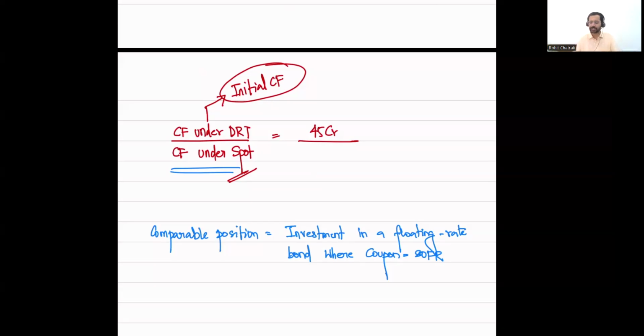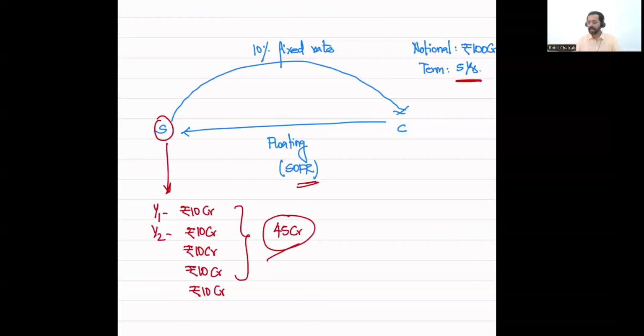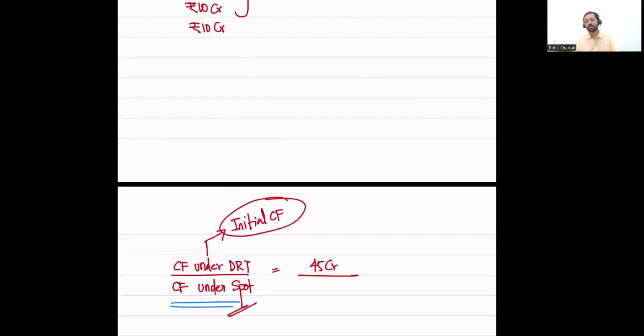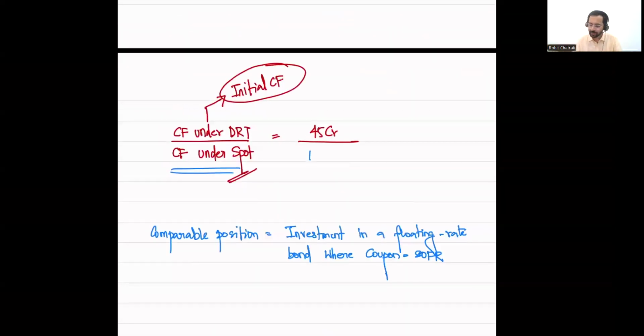What would be the cash flow to purchase a floating rate bond where the coupon rate is equal to the SOFR rate? Generally, floating rate bonds trade close to par. The par value over here is equal to rupees 100 crores. So the floating rate bond's price is usually close to par, approximately equal to 100 crores.